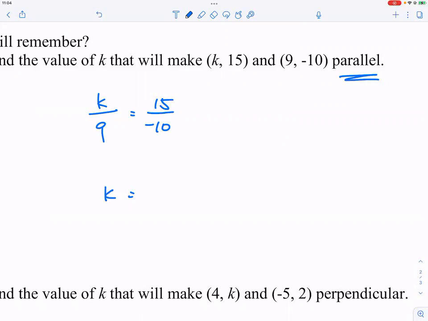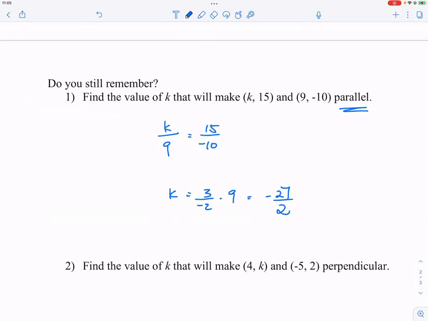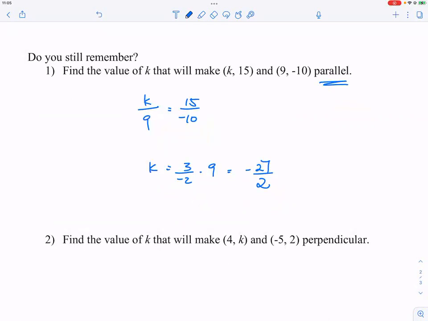So you can go ahead and find out what it is. So k is equal to negative 27 over 2, or negative 13.5. Okay. So make sure you know what to think. Parallel vectors, meaning that they must be proportional, they must share the same scale factor.